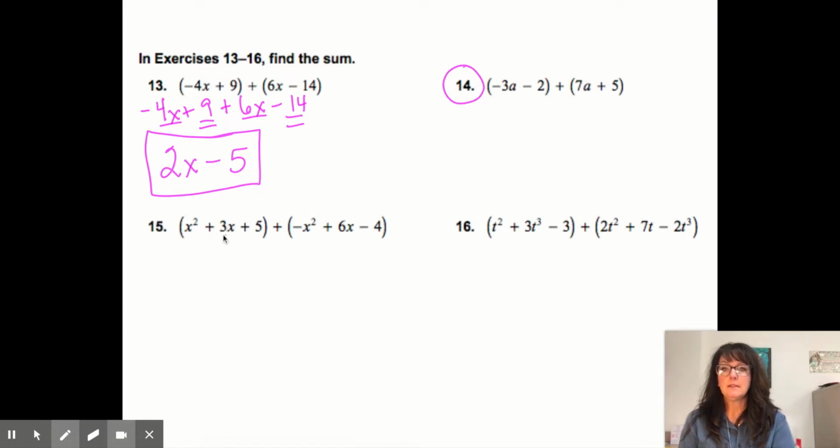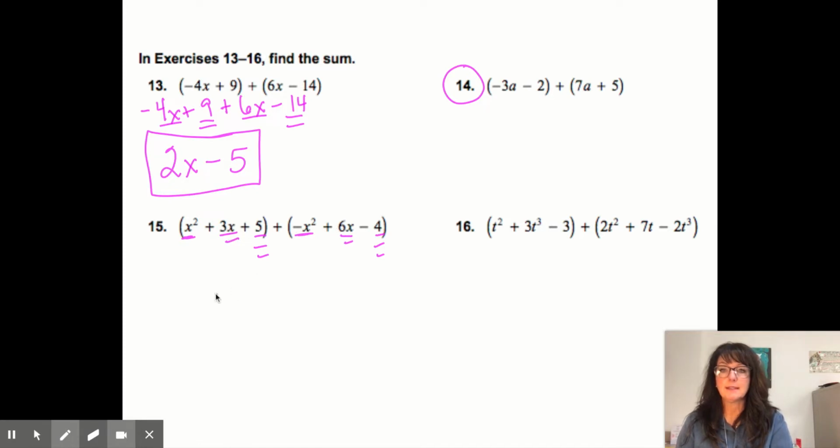For 15, okay, if I look at this, I have squared, exponent of 1, exponent of 0, squared, 1, 0. So these first two terms become the leading term, all right? Then the next one, and finally the constant. So these were in order, makes it pretty easy. So 1 plus negative 1 is 0. So the x squared term disappeared.